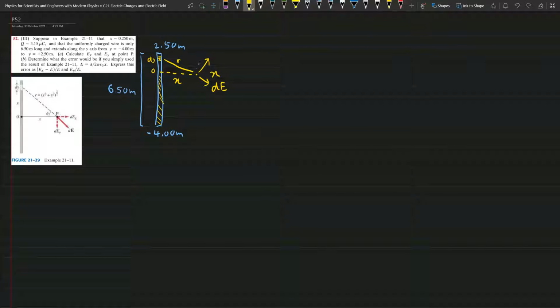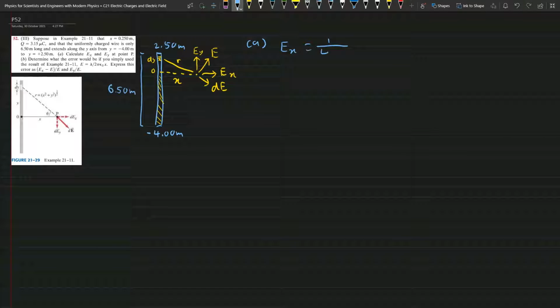So we can separate it into the Ey, and of course the Ex. So this is E. These are the two things we want to find out in this part A. So part A, we first start with the Ex.